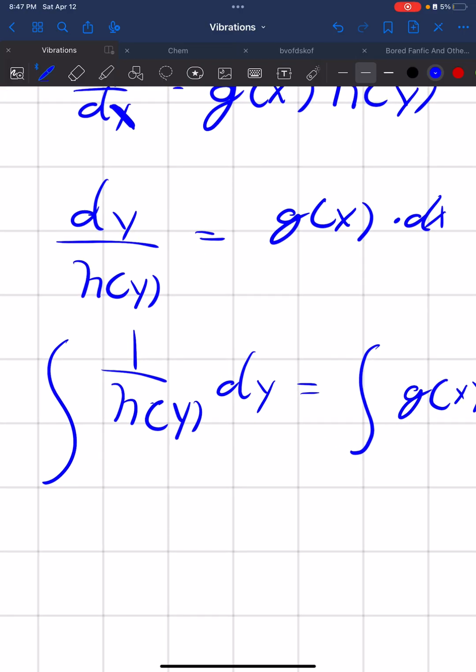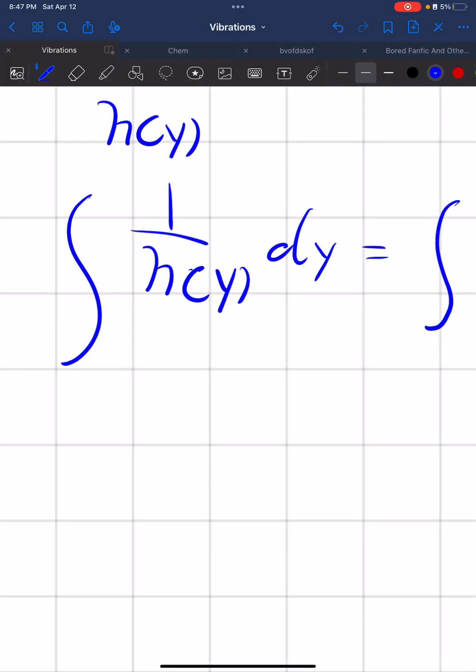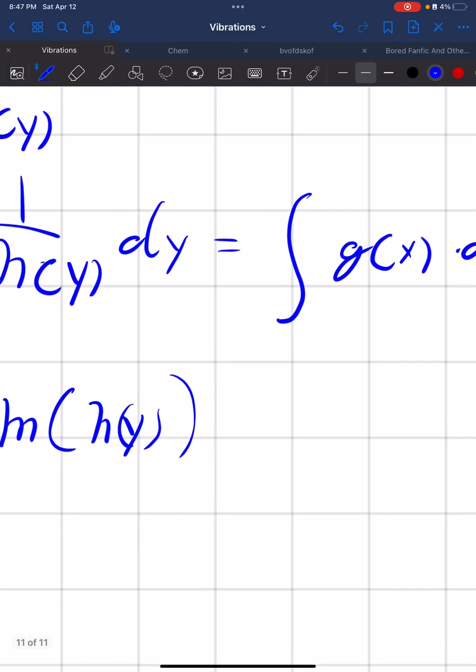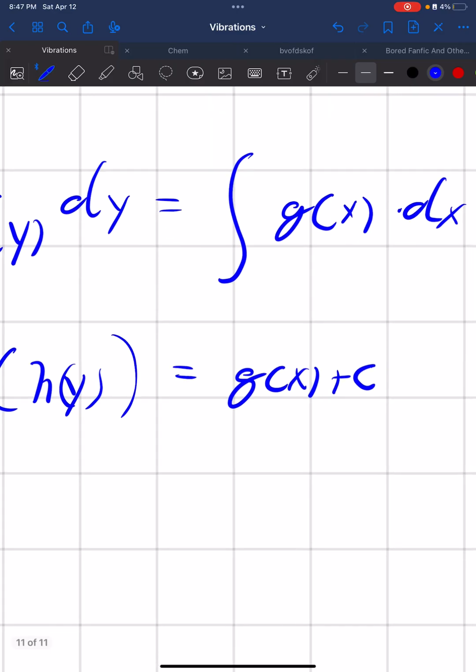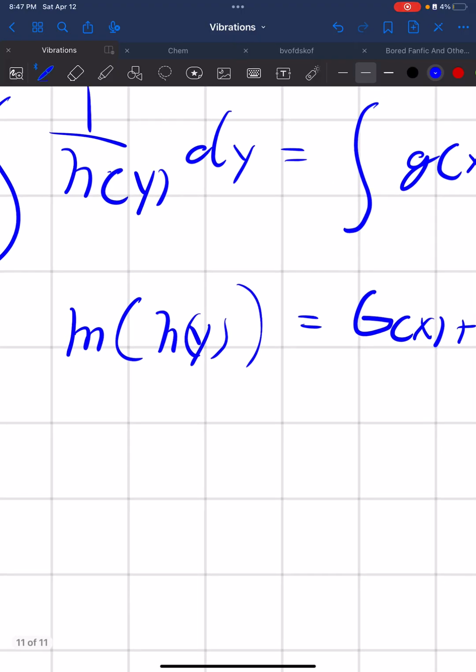And this will turn out to be something like, what's a logarithm between friends? It's ln of h of y equals like g of x plus c, right? Well, it's an antiderivative of g of x, so it's more like G of x. And that c is extremely important. Don't ever forget it. With some of the examples you'll work, you'll definitely see that it's important.